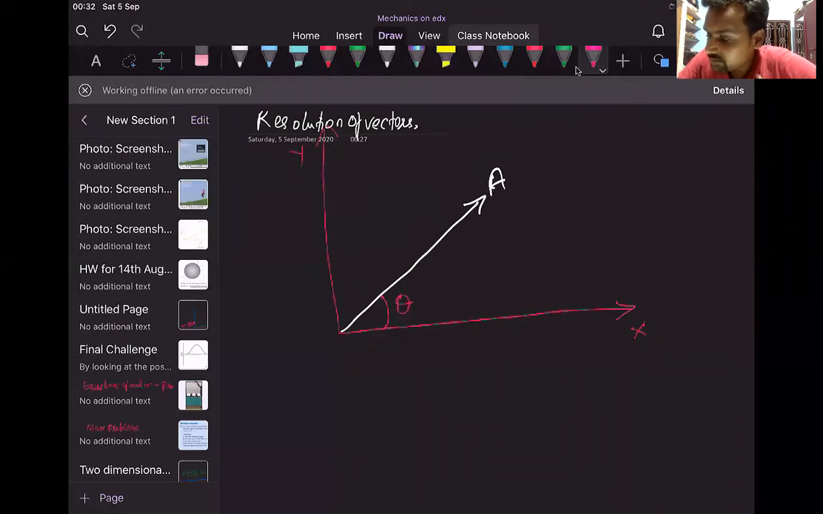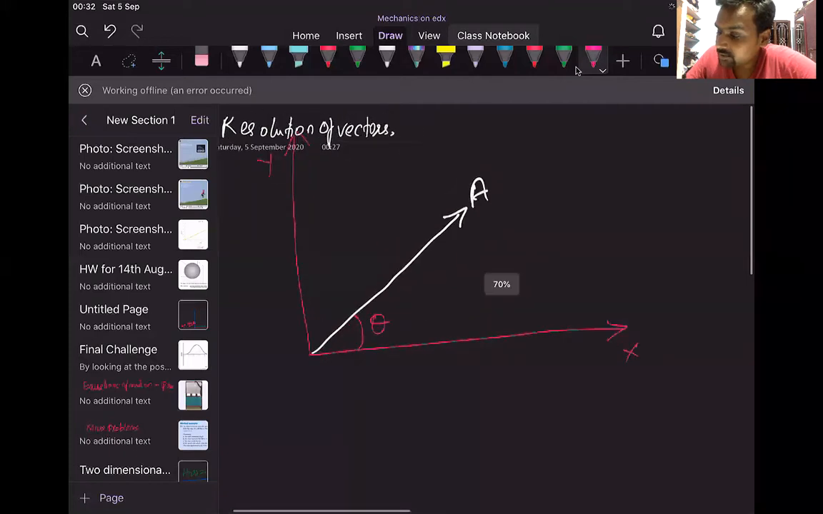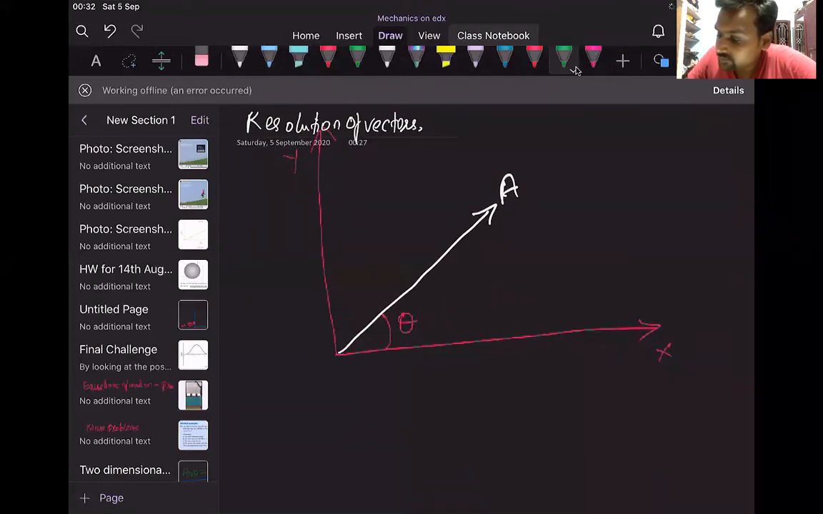y would be here. So as I told you, resolution of vectors is a concept where we divide a vector into two perpendicular components. So in order to do that, what we have to do first is first complete the parallelogram. First complete the parallelogram here. And so I complete that parallelogram.